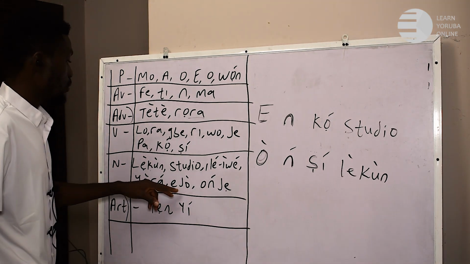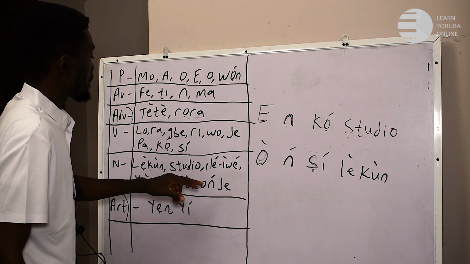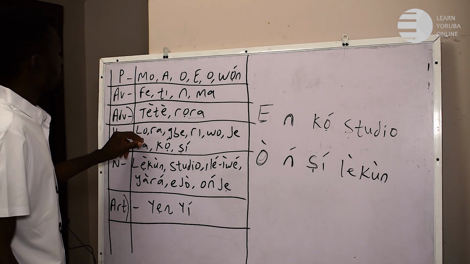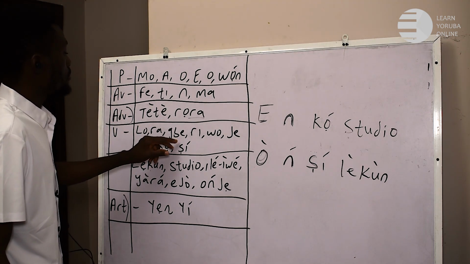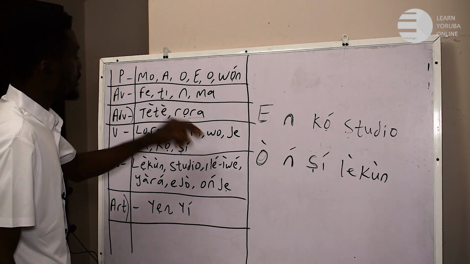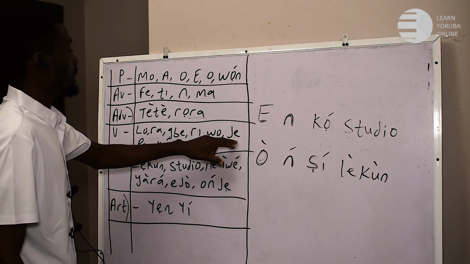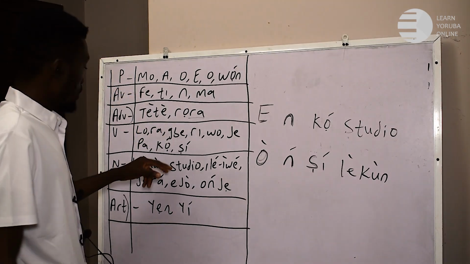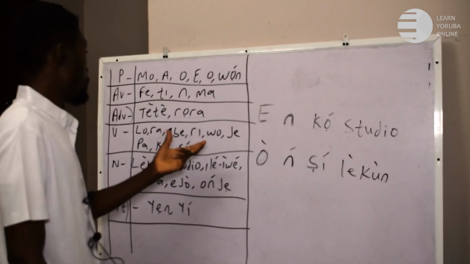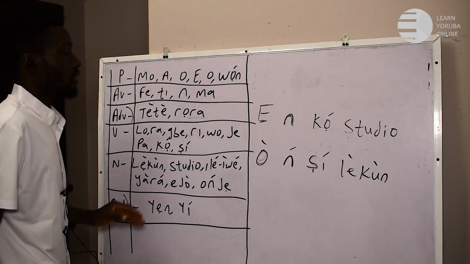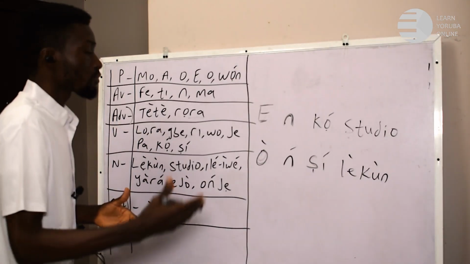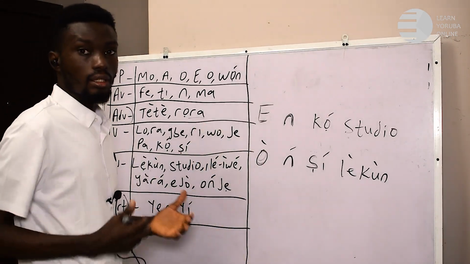So yàrá is the room, ejò is snake, oúnjẹ is food, ilé-ìwé is school, studio is studio, ilẹ̀kùn is door, lọ is go, rà, buy, gbé, carry, rí, see, wò, look, jẹ, eat, pa, kill, kọ́, build, ṣí, which is open. So I've explained this as well. Fẹ́, want, ti, past, which is have, ongoing, ma, will.